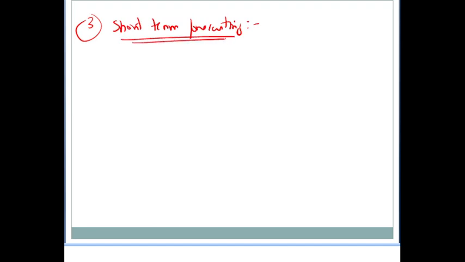What is a short term forecasting? What will happen in case of short term forecasting? If the effect of the forecasting lasts less than a year, then it is called as a short term forecasting.